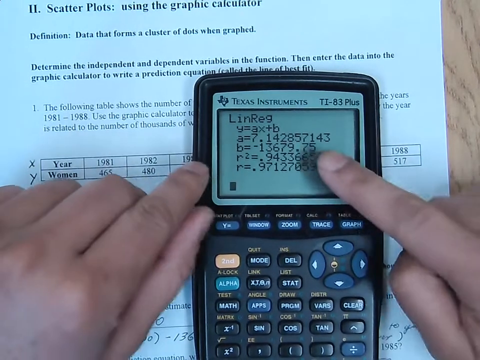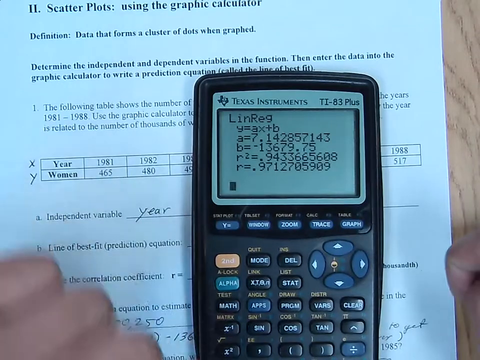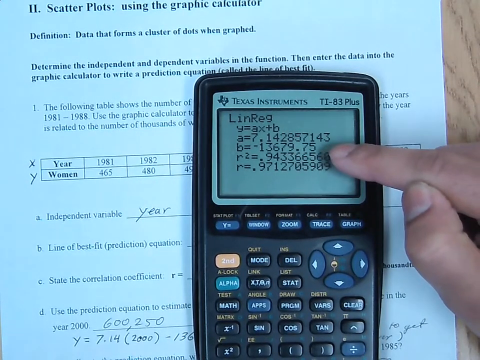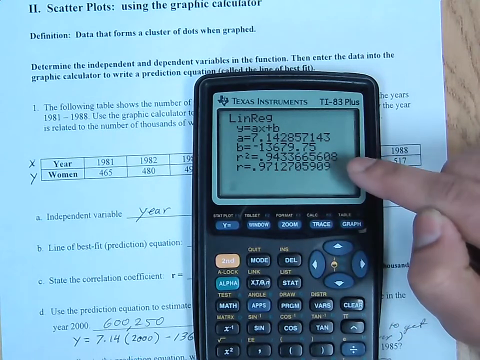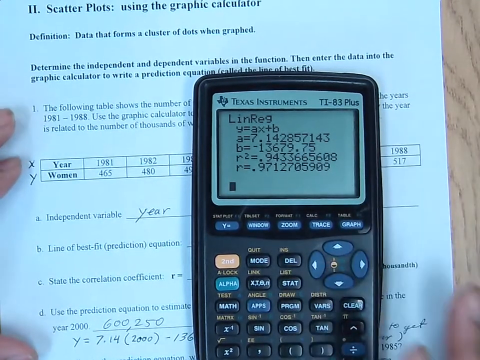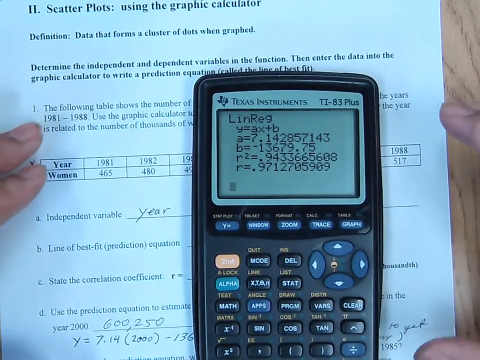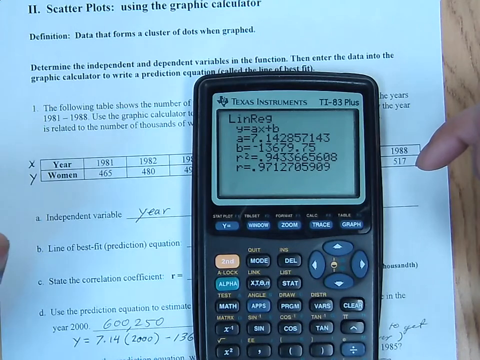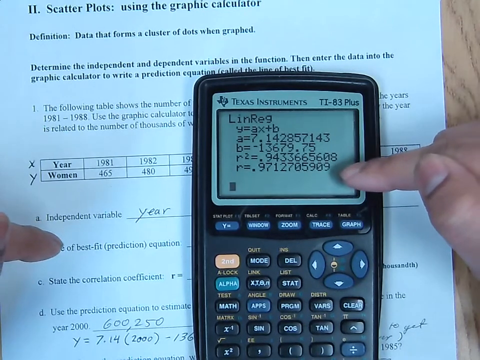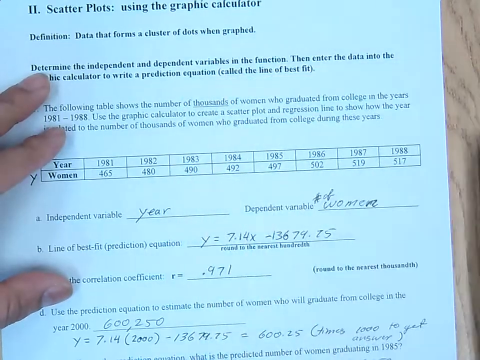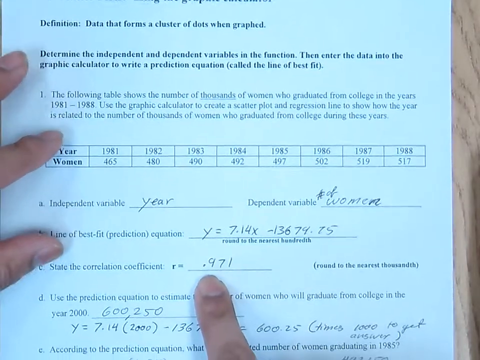It tells us what our A value is. In this case, A is our slope, and B, in our slope-intercept form, is this. And there is this R squared number and R number. These correlation coefficients tell us how confident we are that the equation they gave us is accurate. This one says it's 97% accurate that this is a good answer. So that is fairly confident, and we round that.